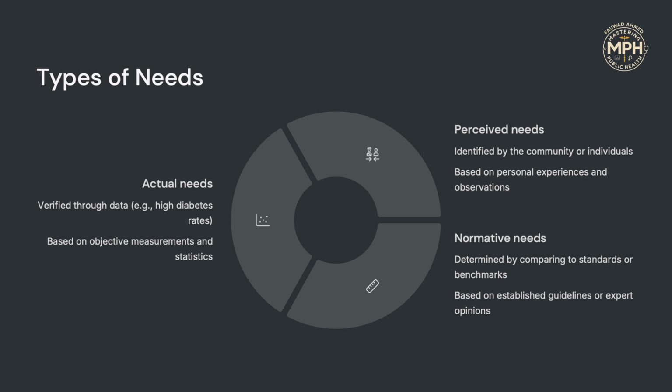Now let's break down the types of needs. There are three major types. First is actual needs, problems that are supported by objective data, like high obesity or diabetes rates. Second is perceived needs, what individuals or communities believe their problems are. Third is normative needs, identified by comparing a group to national or professional standards. A good assessment takes all of these into account.